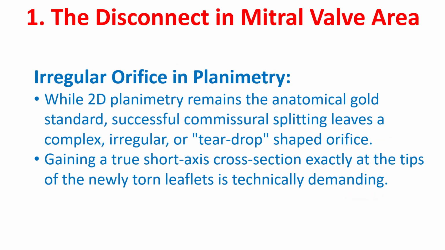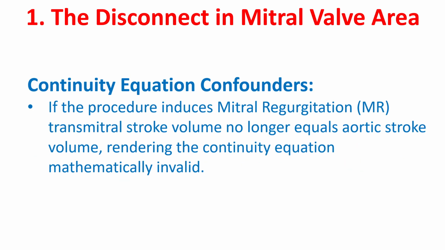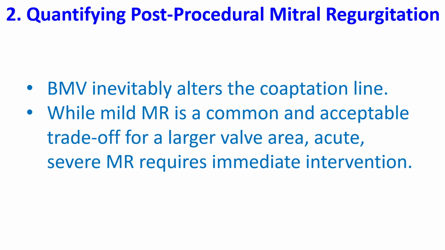Irregular orifice in planimetry. While 2D planimetry remains the anatomical gold standard, successful commissural splitting leaves a complex irregular or teardrop-shaped orifice. Gaining a true short-axis cross-section exactly at the tips of the newly torn leaflets is technically demanding. Continuity equation confounders. If the procedure induces mitral regurgitation, transmitral stroke volume no longer equals aortic stroke volume, rendering the continuity equation mathematically invalid.